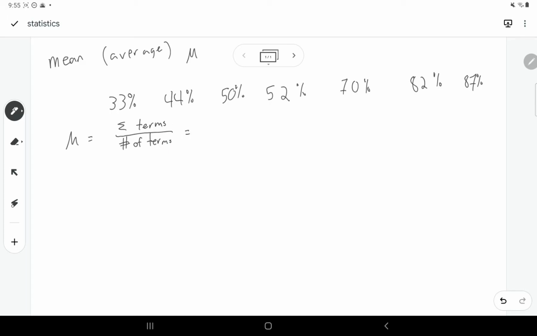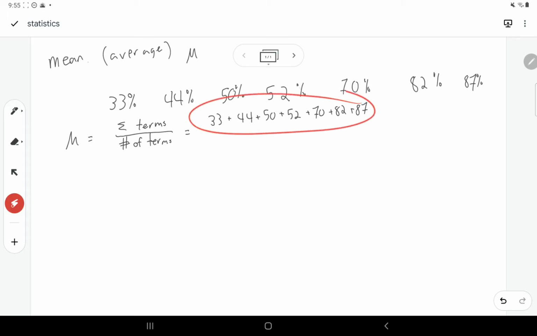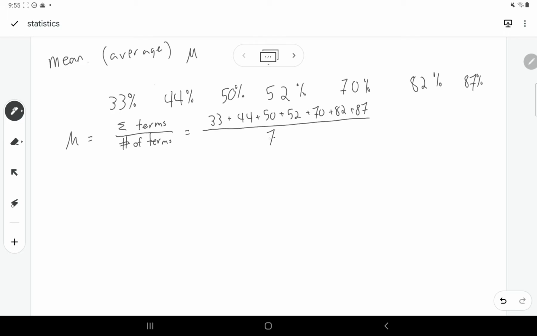Written out as math here, we'd have the sum of all terms, so 33 plus 44, we're basically just adding up all of the terms above, plus 50 plus 52 plus 70 plus 82 plus 87. So we add up all of these 7 terms. Then we divide by however many terms we have. So in this case, we have 7 terms. So we divide by 7.